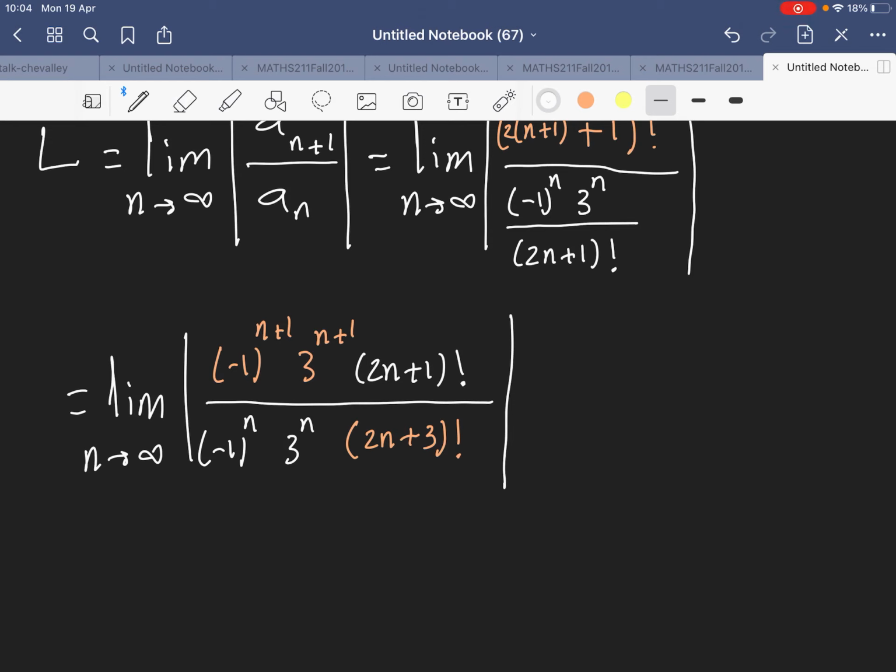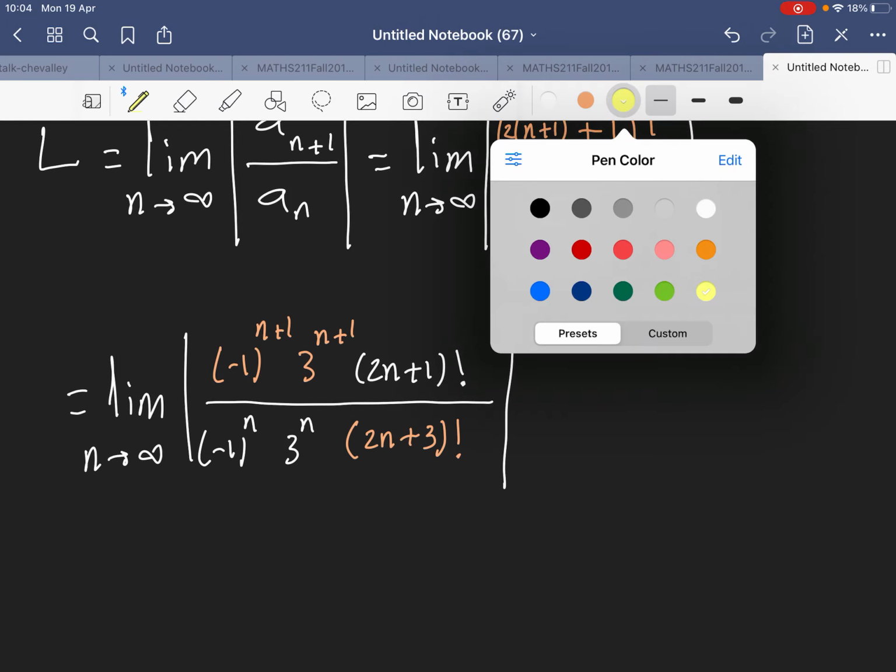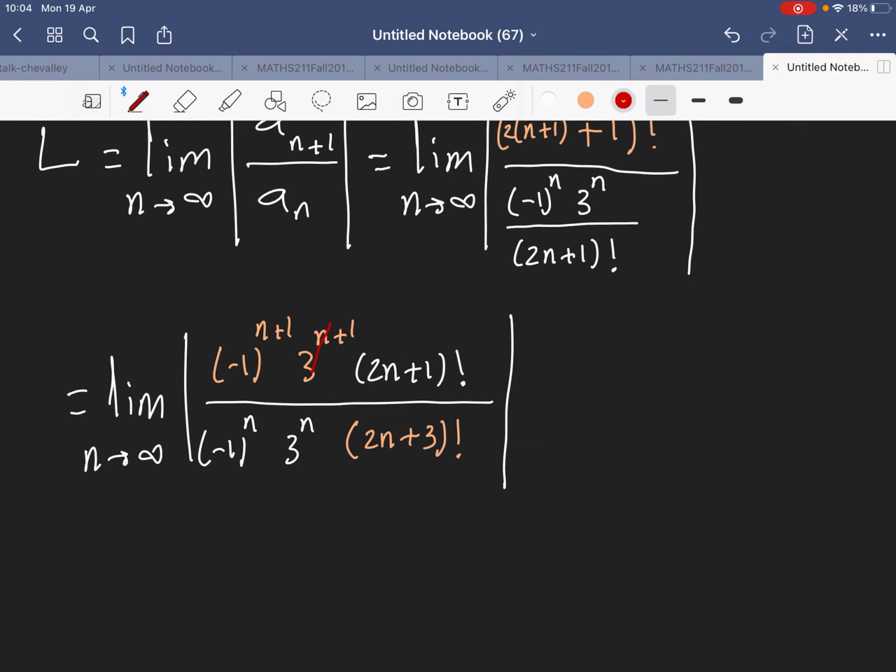So the next one is that what we need to do now, if you look at the minus 1 to the n, minus 1 to the n, and 3 to the n plus 1 and 3 to the n, there is a clear cancellation, very clear cancellation. The cancellation is we take the 3 to the n and the 3 to the n, negative 1 to the n, negative 1 to the n.